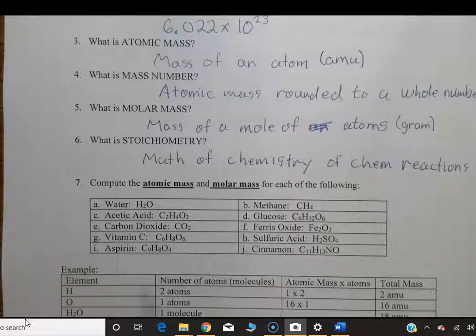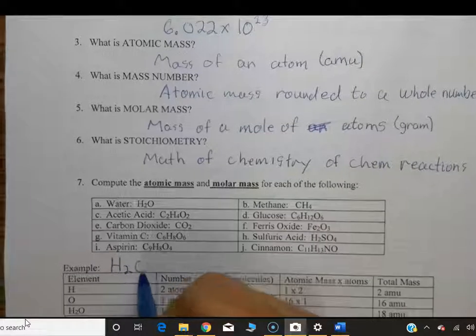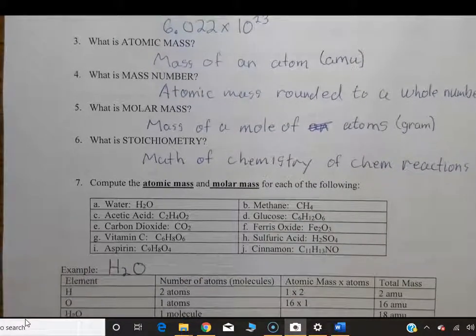All right, so here's an example. And by the way, in this example, I rounded. I did that with my regular chemistry students. I don't do that with AP students, though. So hydrogen has two atoms in water. We're talking about H2O here. So all we're going to do is figure out what's the atomic mass of water.